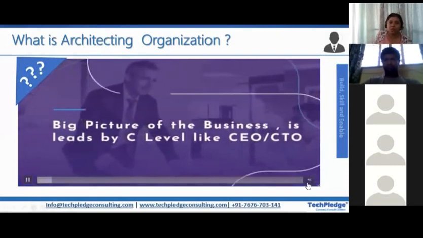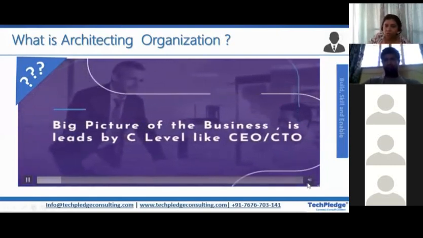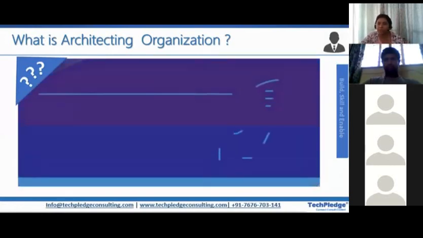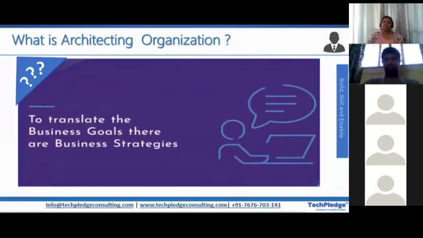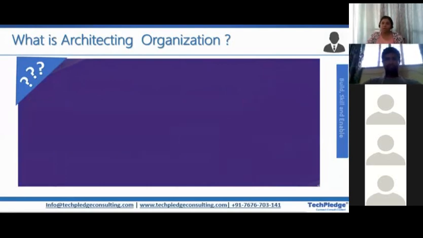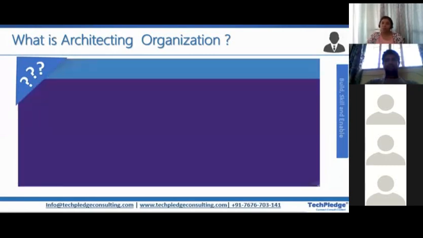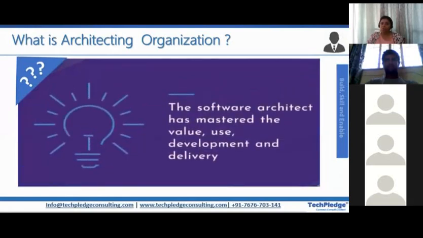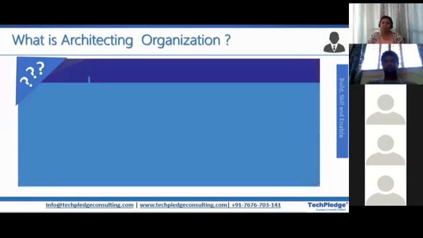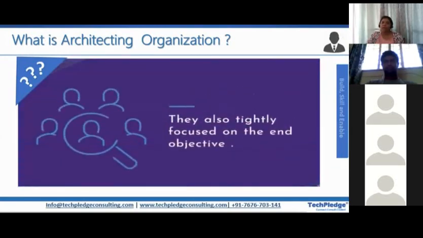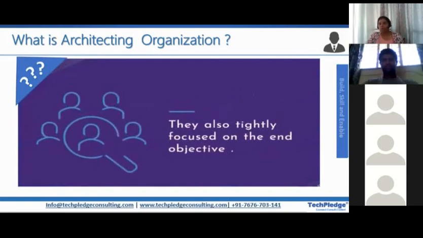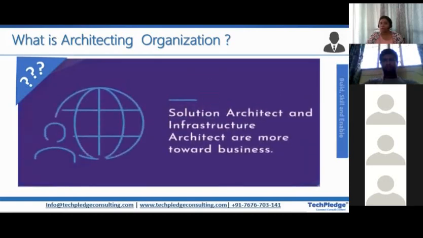Okay, so as we spoke, there would be a CEO or the CTO or the C level who would be designing the business, and then there would be a business architect who would be helping them to design the business, how to achieve that goal. Next would be the software architect who is a master in the product, and they would help with the deployment and the delivery of the software, and they would be tightly focused on the product, how to build that product.